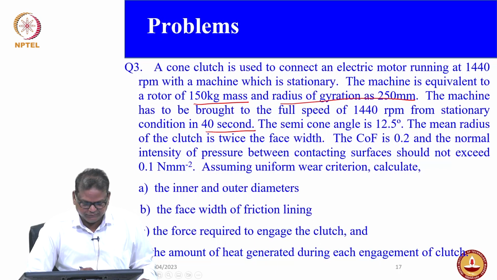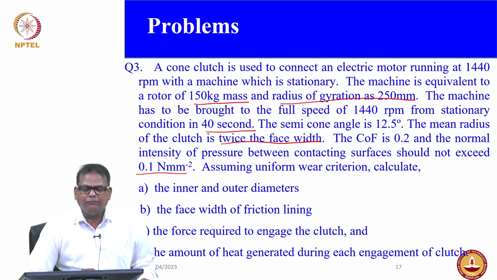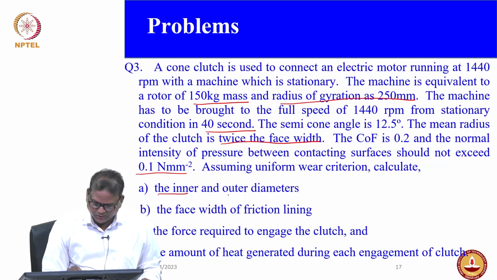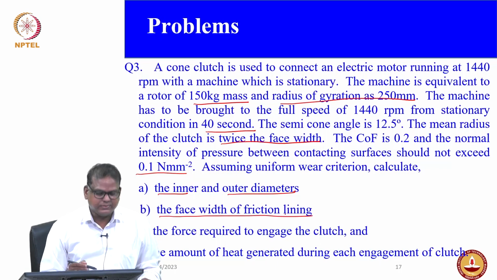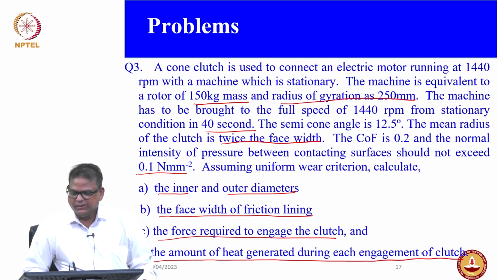The mean radius of the clutch is twice the face width. The coefficient of friction is 0.2. The normal intensity of pressure between the contact surfaces should not exceed 0.1 Newton per millimeter square. Assuming uniform wear criterion, calculate A, inner and outer diameters of cone clutch, B, the face width of the friction lining, C, the force required to engage the clutch, which is the clamping force, and D, the amount of heat generated during each engagement of the clutch. We have to find out.